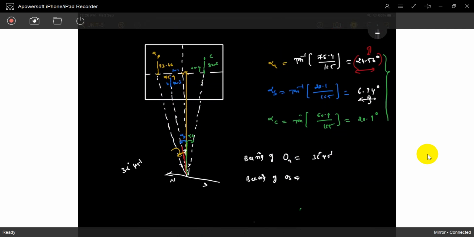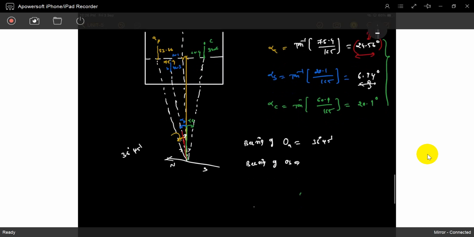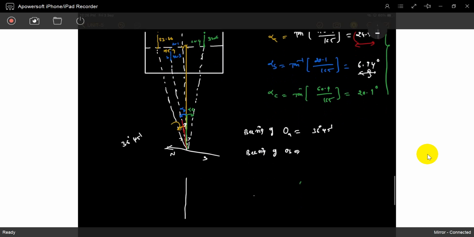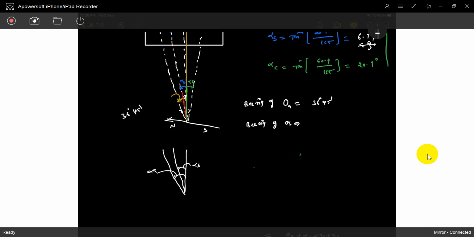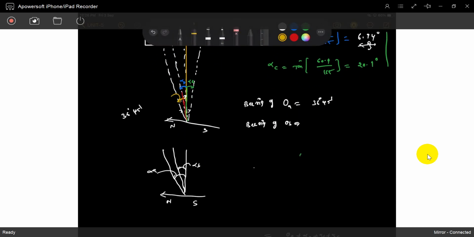OB is, just check, this is a line. This is alpha A and this is alpha B. If it is taken like this, it is north-south. What is OB? OB is this much, so we have to find this angle. Understood? So what is that angle? That angle is alpha A minus alpha B.